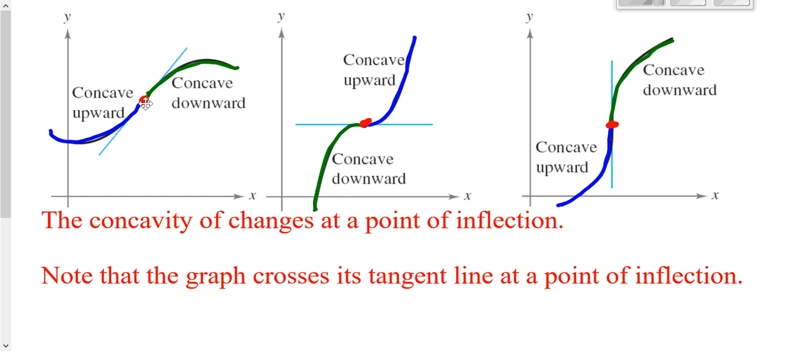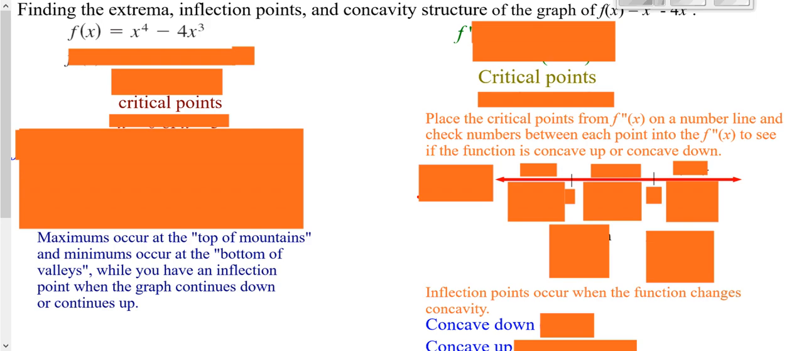Your point of inflection for the most part is where your tangent line would switch to the other side of your graph. Because your tangent line here would be to the left of your graph, here to the left of the graph. But over here, it's to the right of the graph. And so when your tangent line switches from one side to the other side, that's also where you can find your point of inflection. So let's go ahead and find all of our information for this problem here.